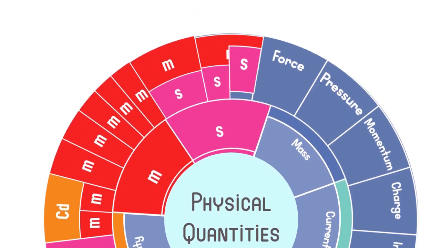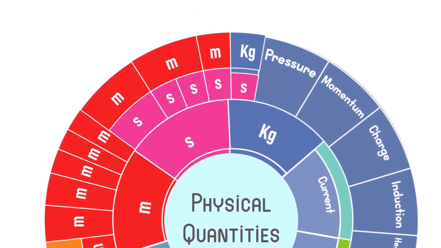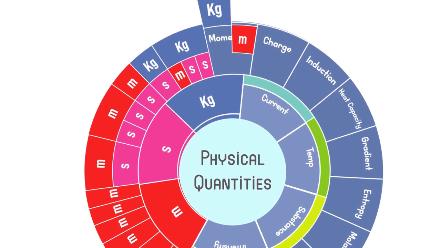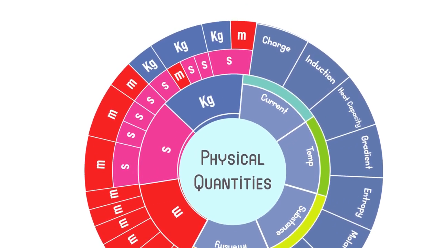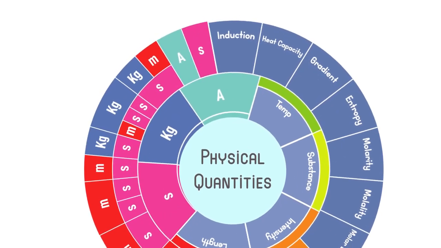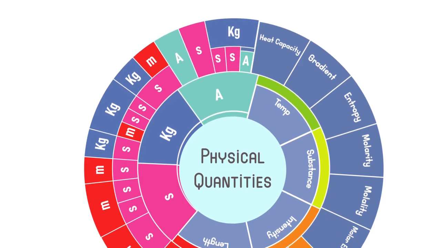acceleration, measured in meter per second squared; force, in meter kilogram per second squared, or termed as Newton; pressure, in Pascal, or kilogram per meter second squared; momentum, in meter kilogram per second; charge, in Coulomb or ampere second; and magnetic flux density, in Tesla, or kilogram per second squared ampere.